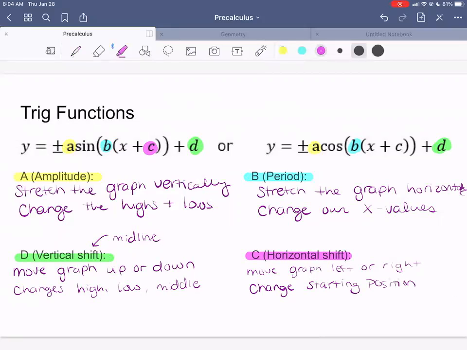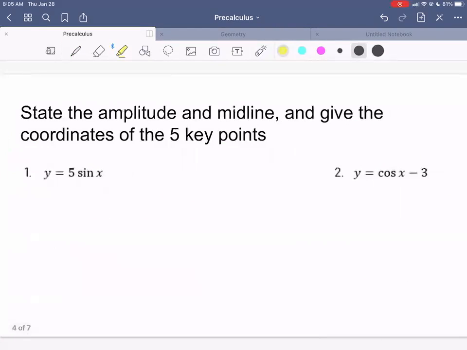So pretty much today and the rest of this week, we're going to mainly focus on these two guys here. Today and tomorrow, we're going to focus on just the amplitudes and the vertical shifts. Next week, we'll add in the period and the horizontal shifts, but those won't be until next week. Today, we're just going to focus on these. So we want to actually take a look at some of these.